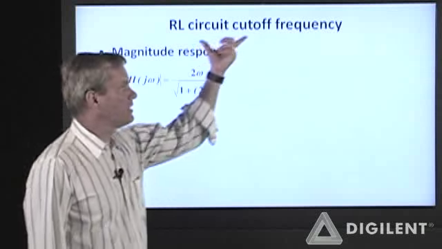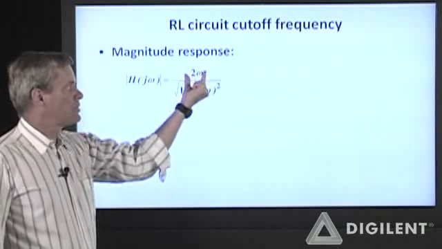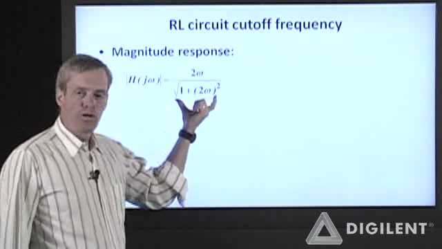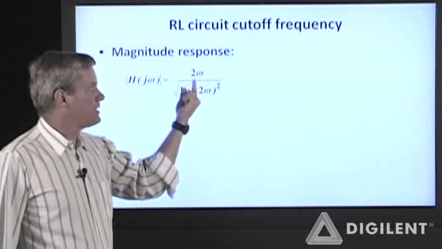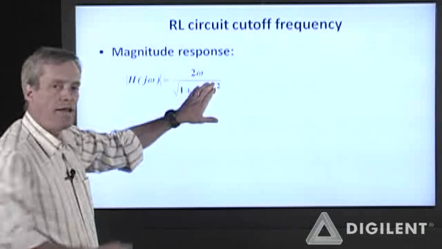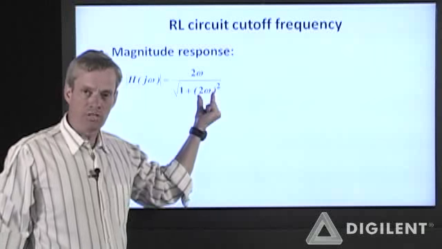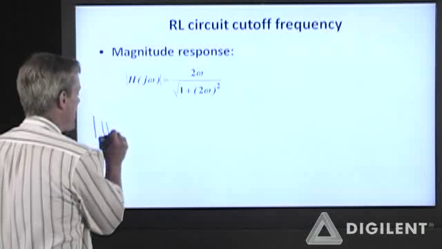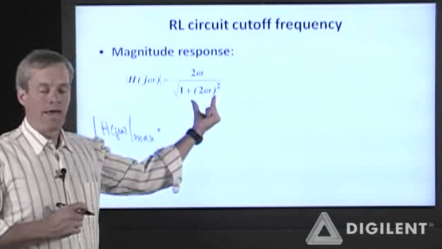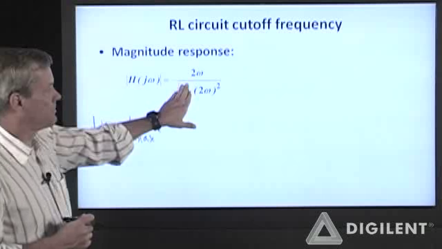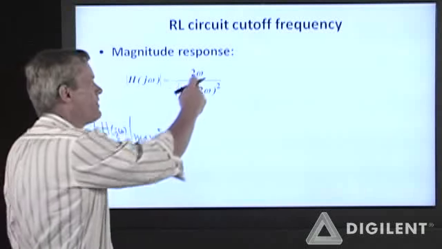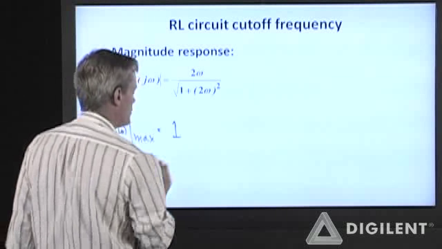For our RL circuit, our magnitude response is 2 omega over the square root of 1 plus 2 omega quantity squared. As we noted previously, this is 0 when omega is equal to 0 because this becomes 0 over 1, and it gets larger as frequency increases. And in fact, magnitude of h of j omega max is when omega goes to infinity. The 1 becomes negligible. We have 2 omega over the square root of the quantity 2 omega squared. That becomes 2 omega over 2 omega, which is just 1.